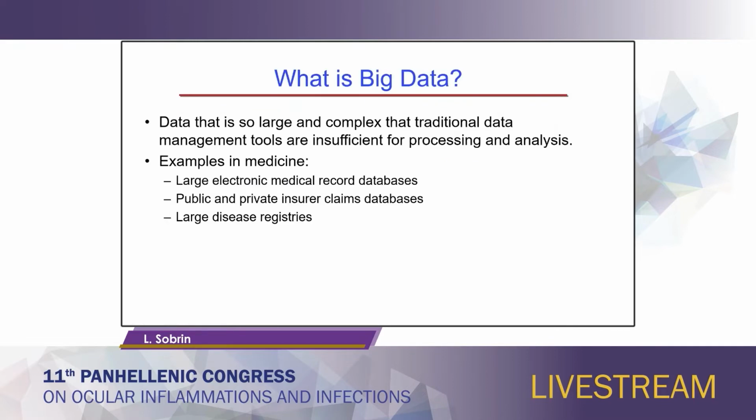What is big data? Big data is data that's so large and complex that traditional data management tools are insufficient for processing and analysis. There are several examples of big data sets in medicine. One would be a large electronic medical record database. Another would be either a public or private insurer claims database. And there are also large disease registries that would fit the definition of big data. And we'll talk about how each of these has been used in ophthalmology and uveitis specifically.